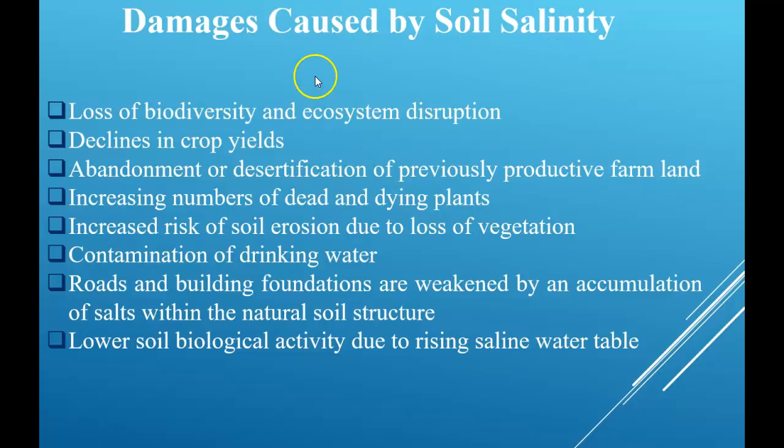Damages which are caused by soil salinity, there are different kinds of damages such as loss of biodiversity and ecosystem disruption, decline in crop yield. There could be abandonment or desertification of previously productive farmland. Similarly, there is an increasing number of dead and dying plants because of high salt stress. There is also increased risk of soil erosion due to loss of vegetation, as because of high salt concentration plants are dying, so the soil erosion will increase.